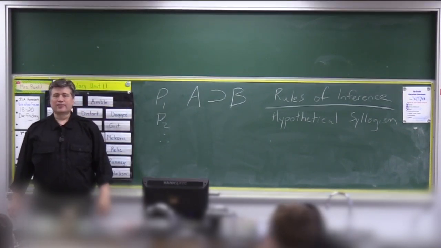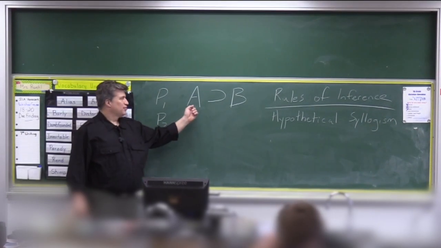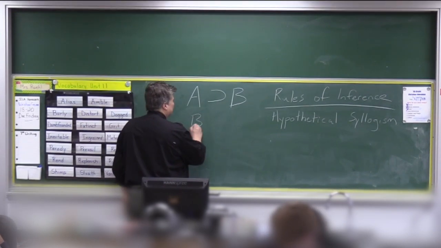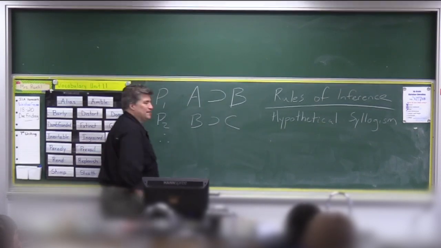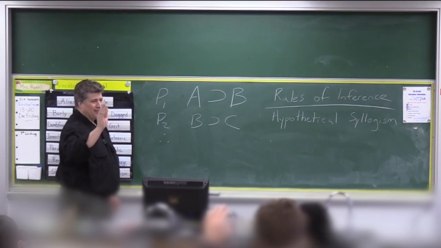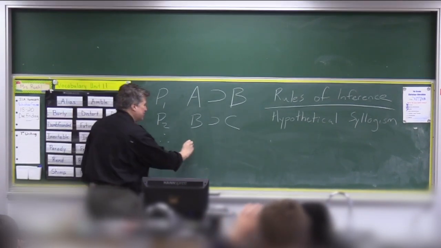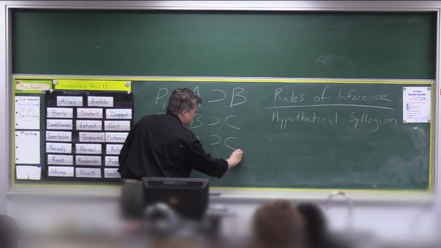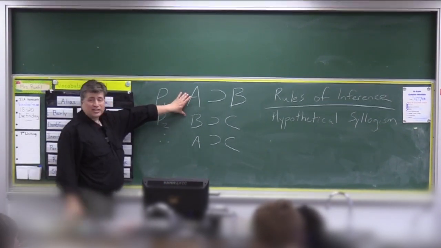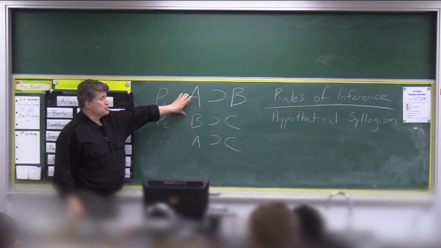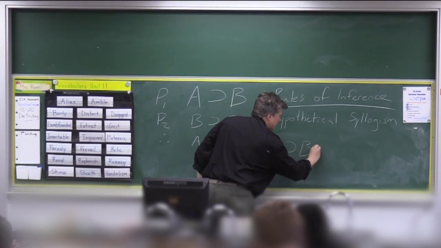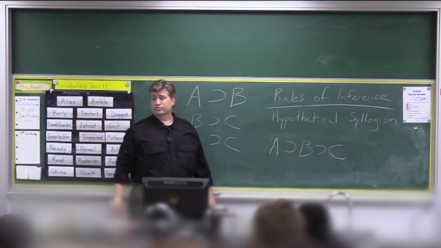Here is how hypothetical syllogism works. Premise 1, if A, then B. Premise 2, if B, then C. Conclusion: if A, then C. You're just cutting out the B in the middle. If you take these two premises, this is basically like saying if A, then B, then C. It's just setting up a causal chain.